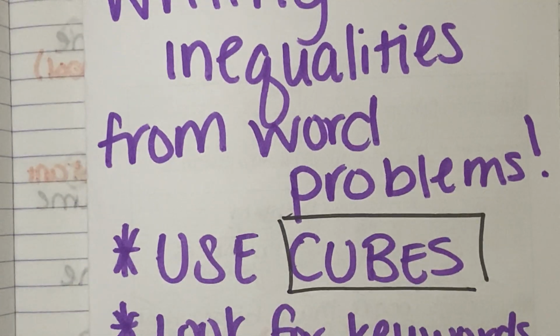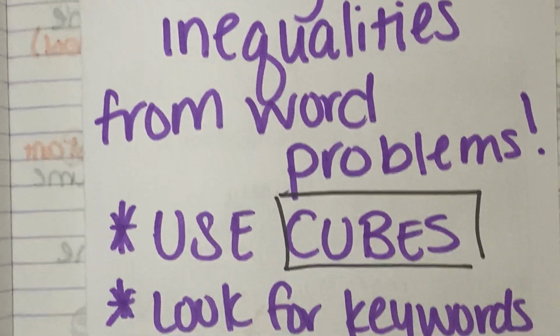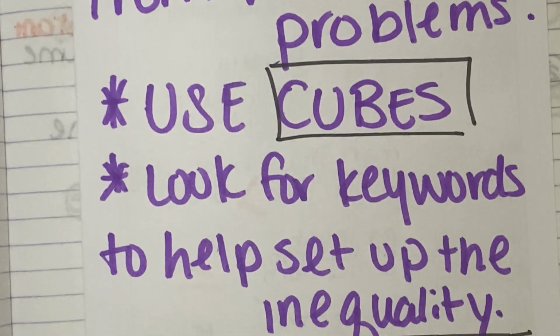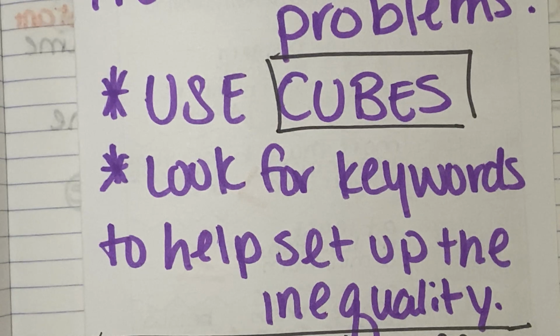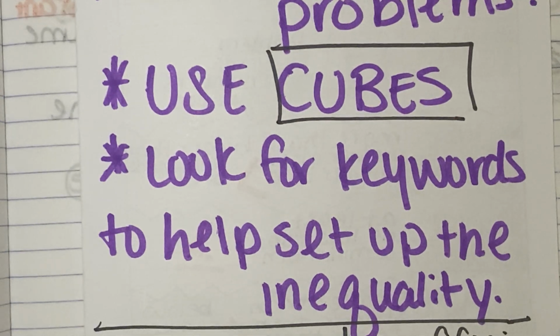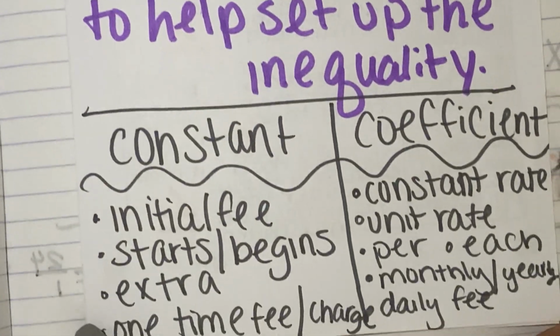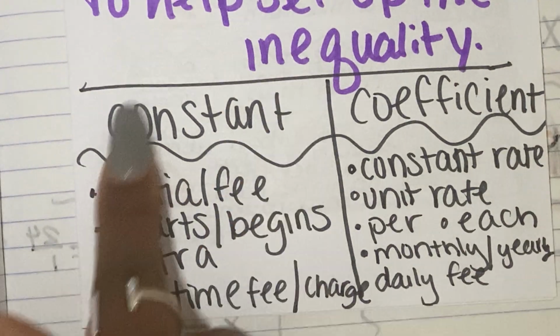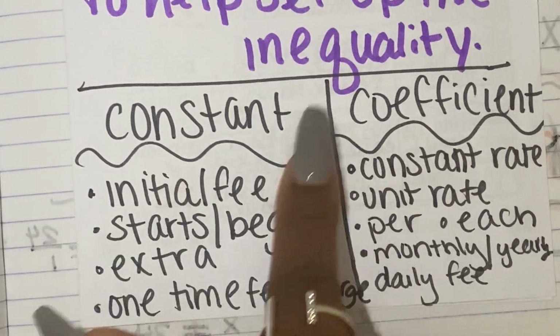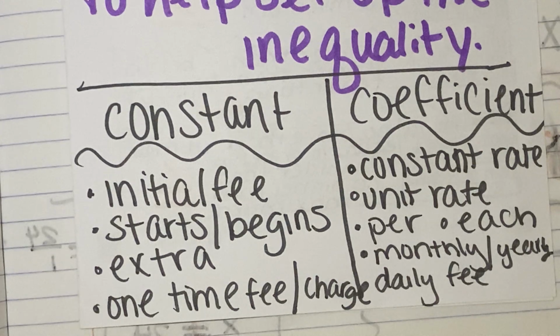A couple of reminders: we are going to use CUBES. We are going to look for keywords to help set up the inequality, okay? A couple of keywords that we need to add to our list are constant and coefficient. We need to look for words that help us find the constant and the coefficient, okay?